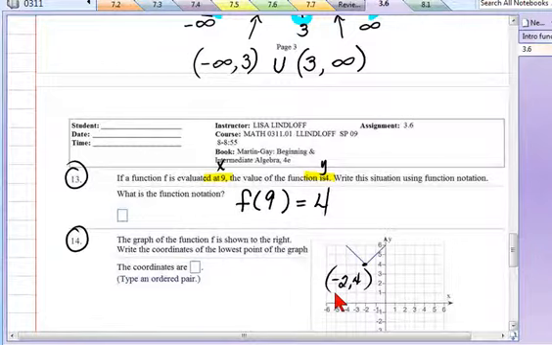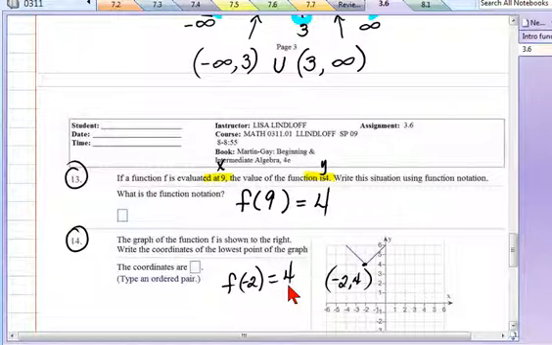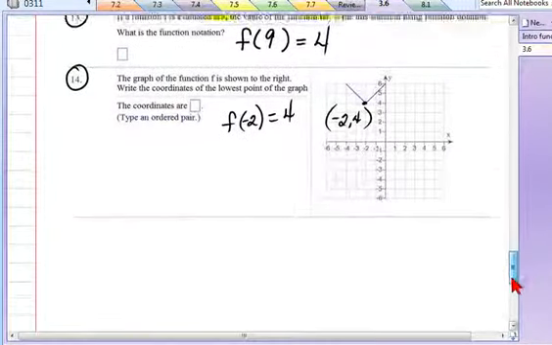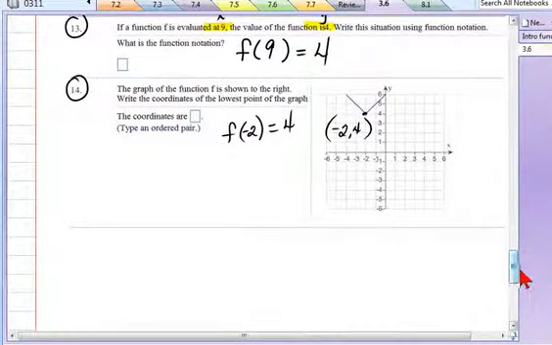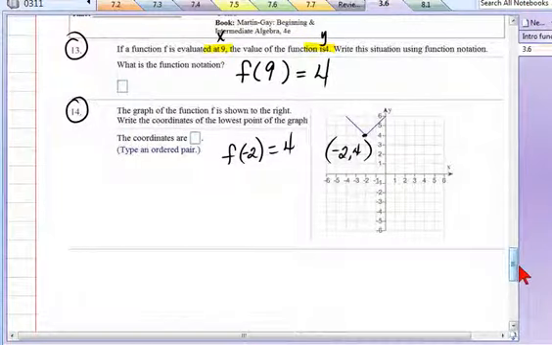Now, something that it does not ask, it does not refer to at all, is how would you write this in function notation? I'm just asking. MATLAB isn't asking. F of negative 2 equals 4. That's just for free. That is not part of the question. And that is it. For 3.6, it's all about functions, domain, range, function notation.